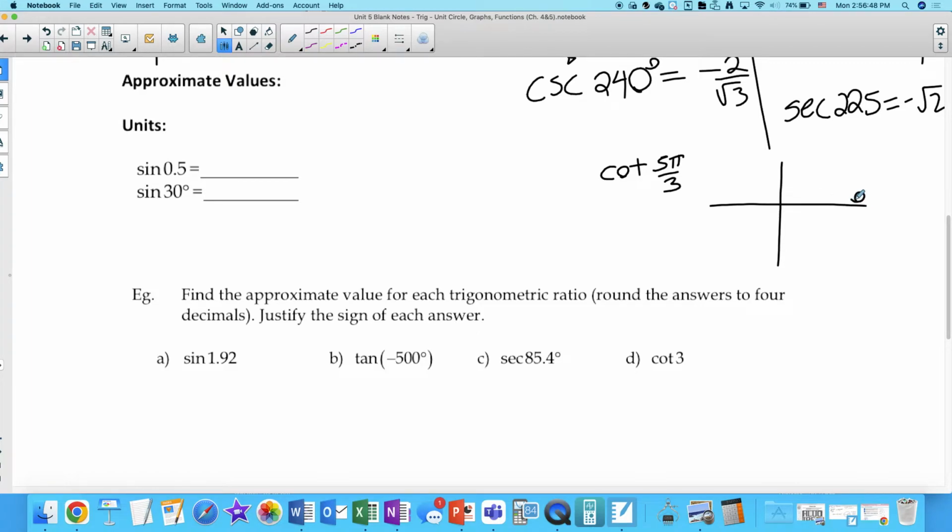This is 0, pi, 2 pi. So this is in thirds. This is 3/3. So 1/3, 2/3, 3/3, 4/3, 5/3, 6/3. Okay? There it is. So what we're missing is this little pi by 3. But you know what? You can always, always, always just do 5 pi over 3 times 180 over pi, and you will get 300 degrees.